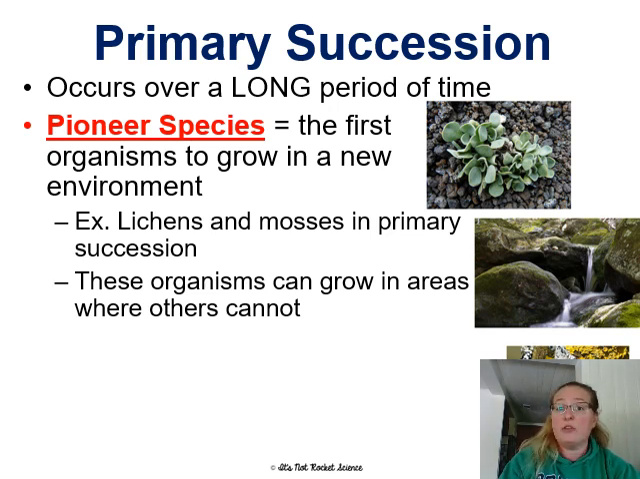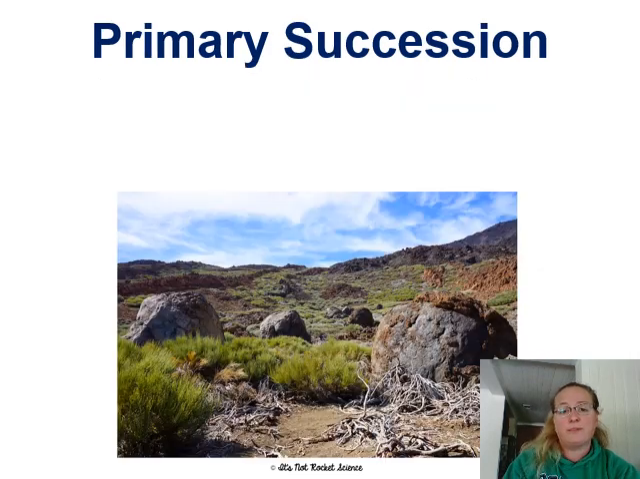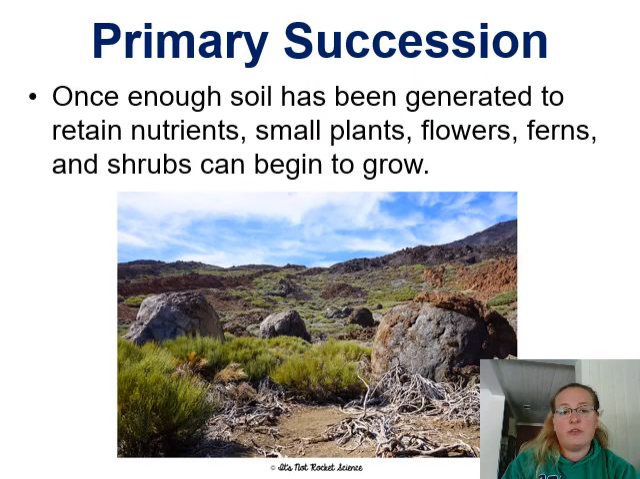Obviously, we know that most all plants and organisms require soil to grow because they depend on the nutrients and all that good stuff. But lichens and mosses are pretty cool in that they actually break down the rock, and in the process, they create soil. Over time, these organisms decompose and release nutrients to form a layer of soil that larger, more complex plants can grow in. So basically, they break down the rock, and then when those plants die, they decompose. We learned about this in the different geochemical cycles. They break down and release those nutrients and start to form soil, which is pretty cool. Once enough soil has been generated to retain nutrients, small plants, flowers, ferns, and shrubs can begin to grow.